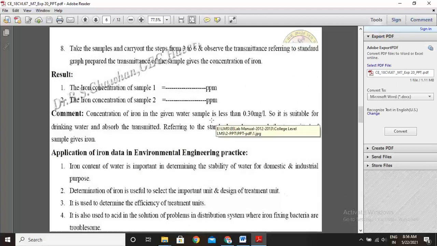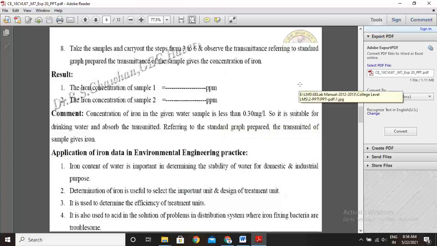Then take the samples and carry out the steps from 3 to 6. Observe the transmittance, referring to the standard graph prepared. The transmittance of the sample gives the concentration of iron. So now we are getting the concentration of iron from the prepared standard graph for the given sample.